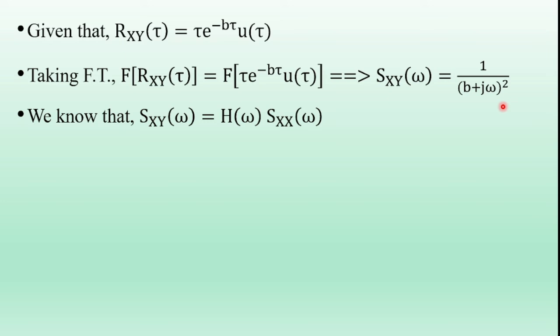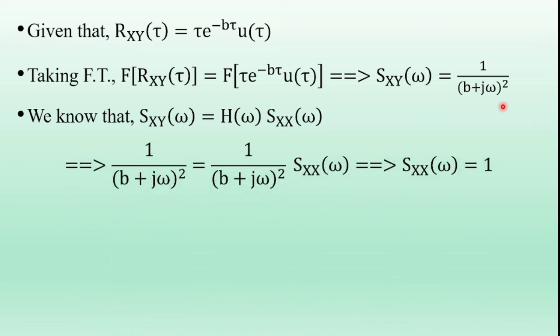We know that the cross power spectral density of x of t and y of t, Sxy of omega, is equal to h of omega into Sxx of omega. Now here Sxy of omega value is 1 by b plus j omega whole square. Substitute that value here, and the system function expression is already calculated. Substitute that value here. From this equation, on both sides 1 by b plus j omega whole square is cancelled. We get Sxx of omega is equal to 1. Sxx of omega is the power spectral density of x of t.